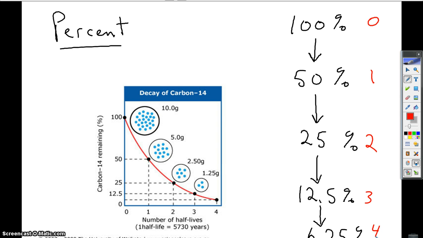So always remember, if we start with 10 grams, we go to 5 grams, it doesn't go to 0 grams. We cut the previous number in half each successive time.